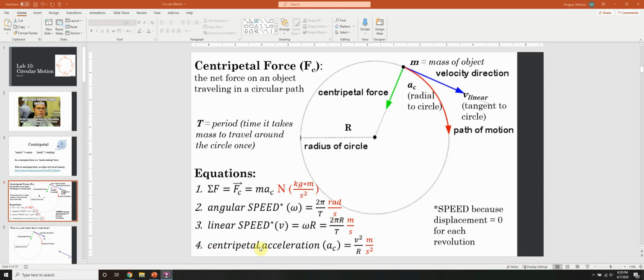All right, and then last but not least, the other way of calculating centripetal acceleration, that's going to be your linear speed squared divided by your radius. And then just a little side note, I'm sure you noticed the asterisks over here. We're saying speed because the displacement is technically 0 for each revolution, right? So just keep that in mind. That's why we're saying speed, not velocity.